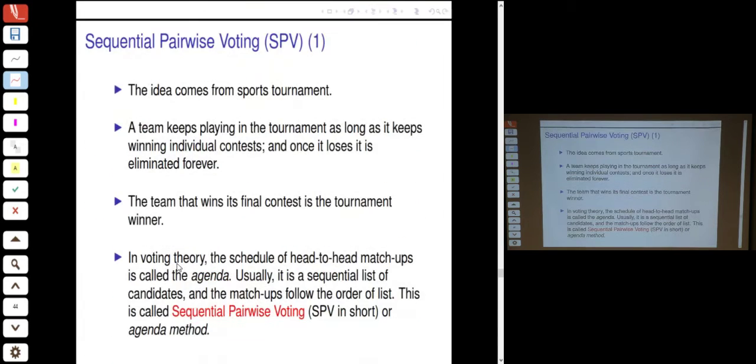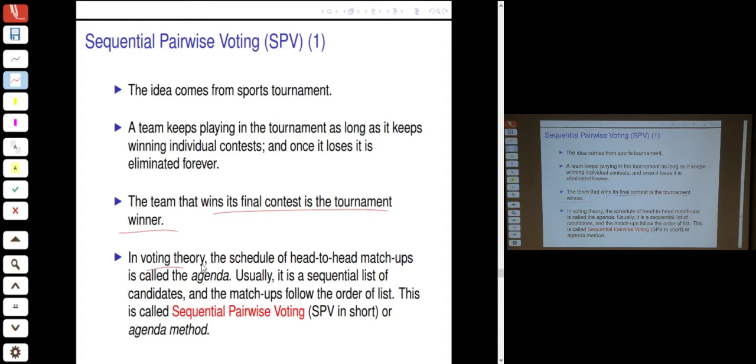So, here is another method, called sequential pairwise voting or SPV. The idea comes from sports tournaments. A team keeps playing in the tournament as long as it keeps winning individual contests, and as soon as it loses one, it is eliminated forever. So in some sense it is like the knockout phases of a tournament, right. The team that wins the final contest is the tournament winner.